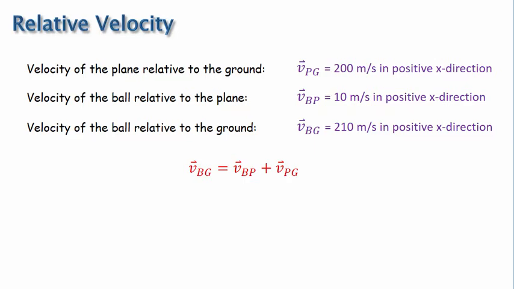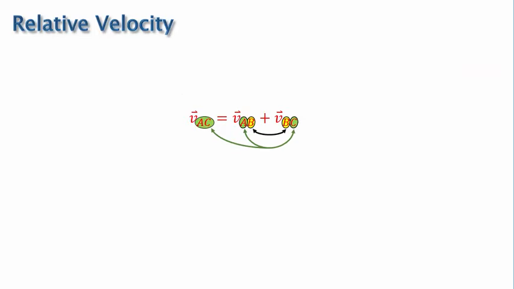In this equation, there is a pattern to the way the subscripts on the vectors are arranged. Notice the two inside subscripts here are the same, and the two outside subscripts here match the subscripts on the resultant vector here. So that's the basic pattern. To generalize it, we might write it with ABC subscripts like this. This technique for dealing with relative velocity in one dimension works perfectly in two dimensions as well.